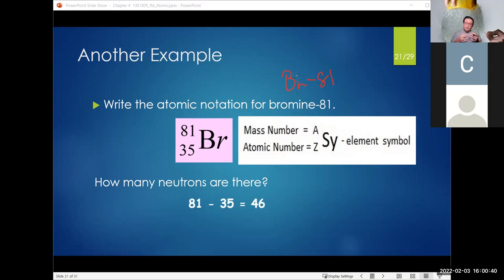Okay, so they're telling you which isotope you're working with. And if I specifically say, hey, using the most common isotope, how many protons does bromine have? Well, in that case, you just round up the atomic weight that's on the periodic table.